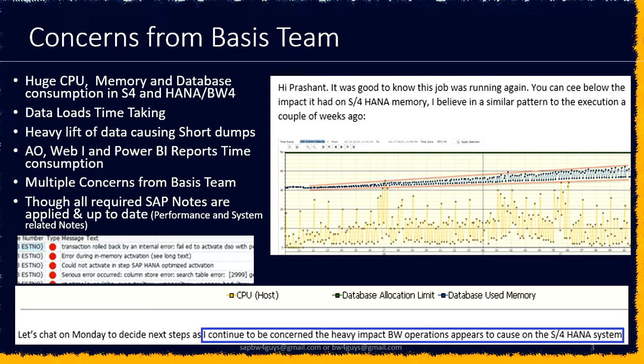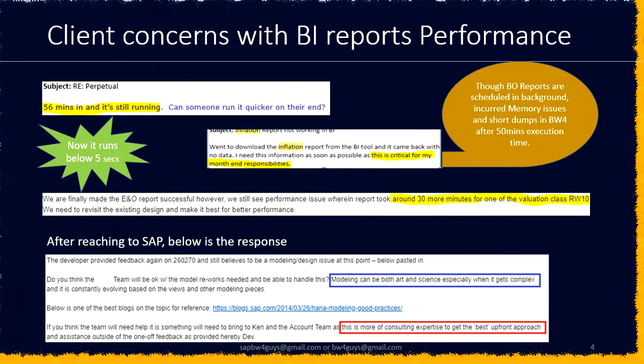When we extract the data and do reporting on the AOVB and Power BI, it consumes a lot of resources on the system side. And there are the client concerns. When they ran a report, it took around 56 minutes, another report took 30 plus minutes, and another report which they ran in the background ran for 50 minutes and was still running. These are just the major issues I noted down; there are a lot of reports with performance issues, and we were able to optimize them to 5 seconds.